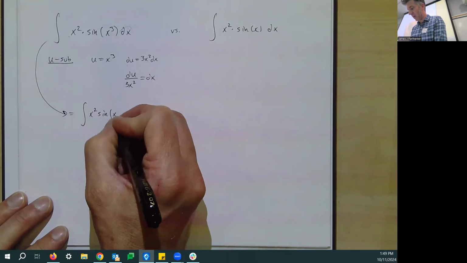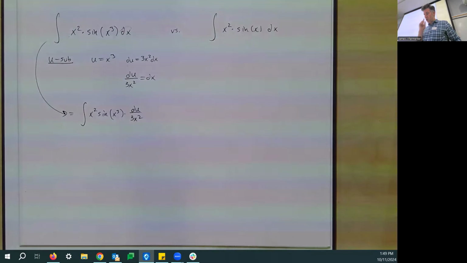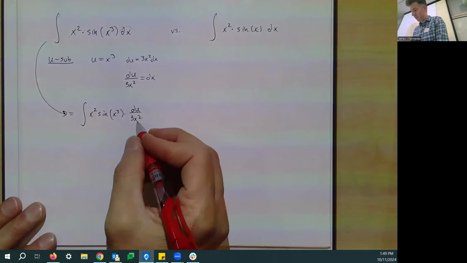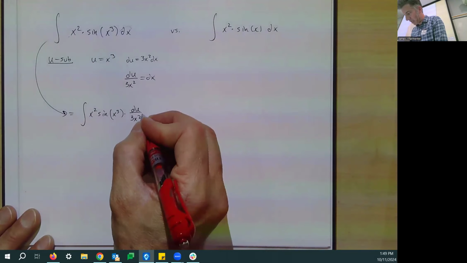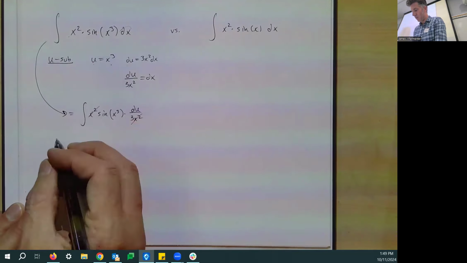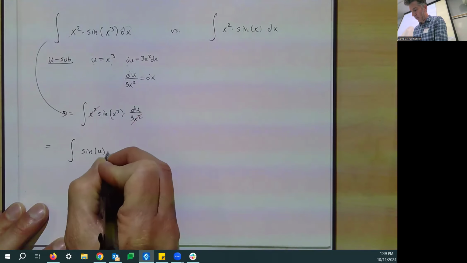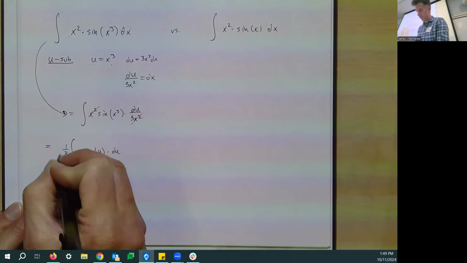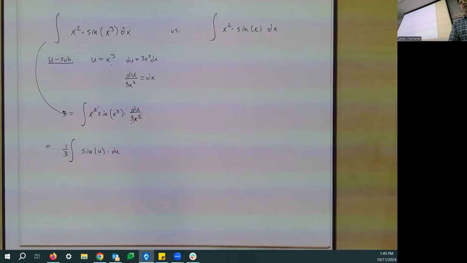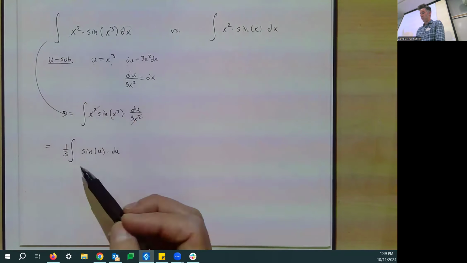So you have x squared times sine of x cubed times du over 3x squared. And then you always want to try to cancel the variable below your du. So the x squared there cancels with the x squared there. And then replace any remaining x's with what they're equal to. So x cubed is equal to u. So we can write this as the integral of sine of u times du over 3. Or if you did it the way I wanted to do it, you would have had x squared dx being replaced with du over 3, and it would work out the same way.